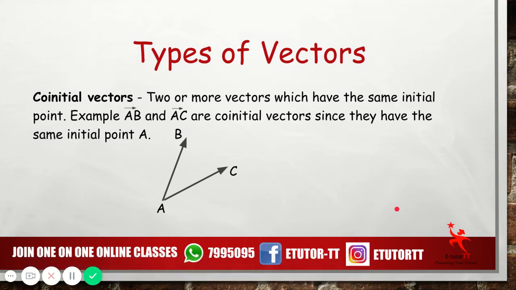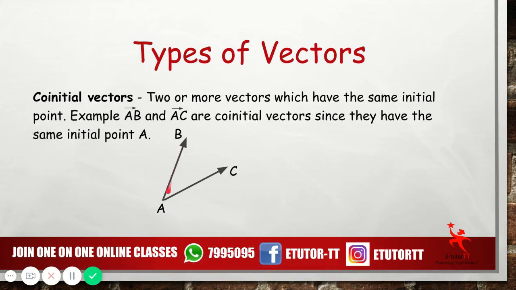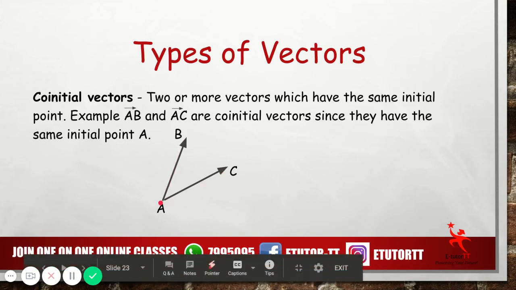Co-initial vectors. Two or more vectors which have the same initial point. Example, vector AB and vector AC are co-initial vectors since they have the same initial point. See, they both start at point A. So AB, AC, same initial point, which is right here, which is A.